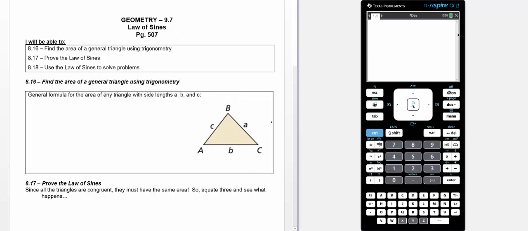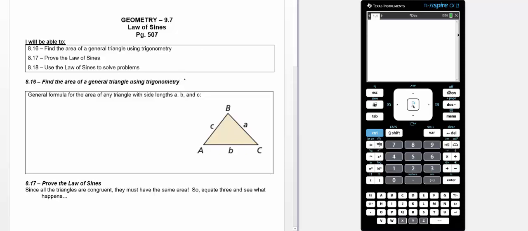Up to this point, we've only been able to really work with right triangles because trigonometry only works on right triangles: sine, cosine, and tangent. But we're going to find a technique that'll let us divide up any triangle into right triangles so that we can use some of these trig functions in some clever ways to solve triangles completely. We'll start with this area formula.